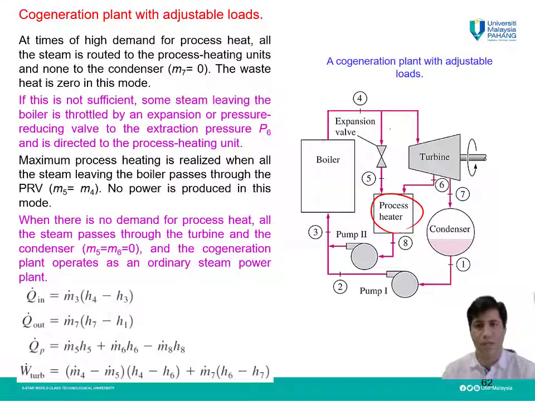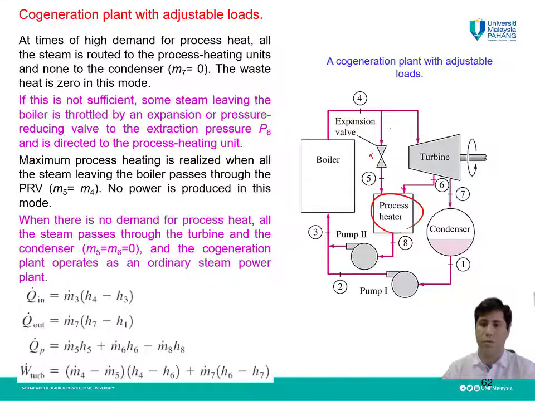So initially in the cycle we have something like this. This is closed, and we have a boiler here. It will go to the turbine. After turbine, it has two branches, and this is a normal condition when we don't have high demand in the process heater and also for the turbine.